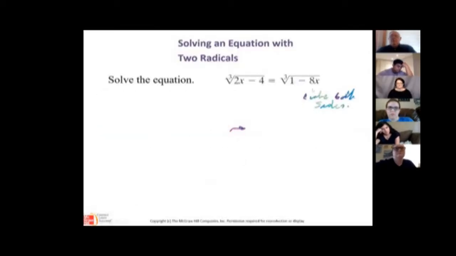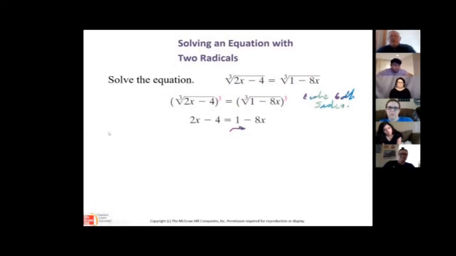What if you've got multiple radicals? Well, first you isolate it so there's just one radical on one side and anything else is on the other side. Since this is a cube root, we're going to cube both sides. That'll give us this. This will give us that radicand. And now it's a matter of combining like terms and solving the equation.